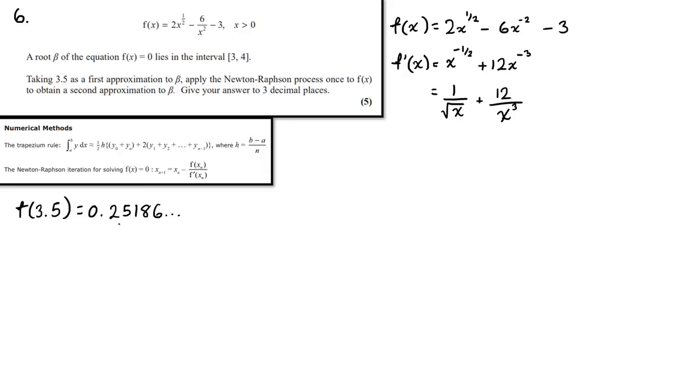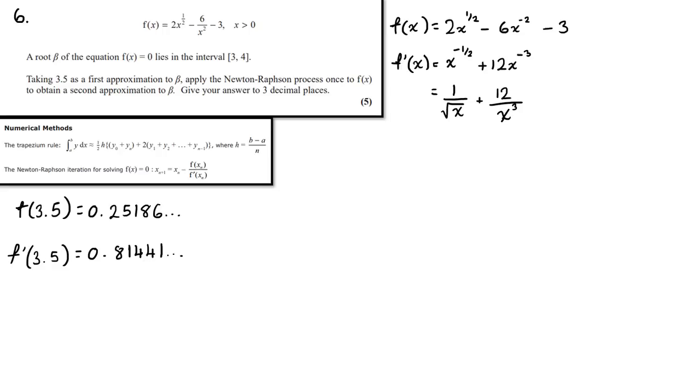Now, for now, I'm just going to leave it like this, but when you're calculating this, you need to keep as much accuracy as possible. Okay, so 0.25186, so on. Now we work out f prime, so f prime of 3.5. Again, we just substitute 3.5, but this time into f prime of x. That's going to be 1 over the square root of 3.5 plus 12 over 3.5 cubed. And if you do that correctly, what you should get here is 0.81441, so on and so on. Okay, and again, when we put that into our calculation later, we need to keep as much accuracy as possible.